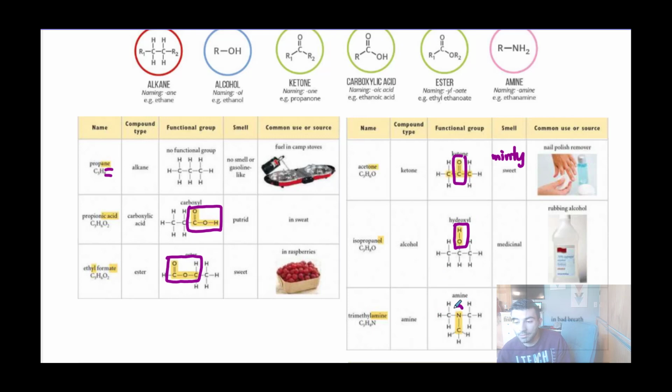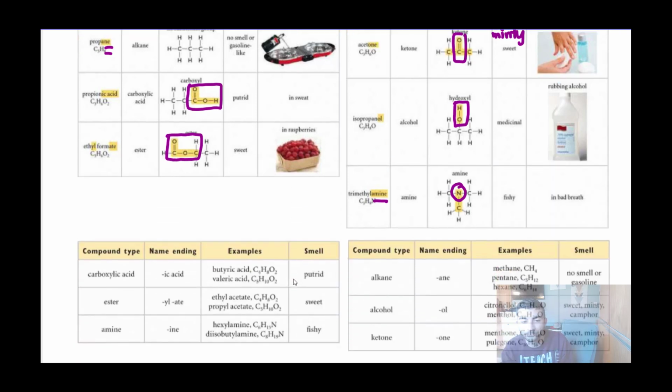And then amines is when we have a nitrogen in a molecule. They tend to smell fishy, and those names are easy. They end in amine, just like the name of the functional group itself.